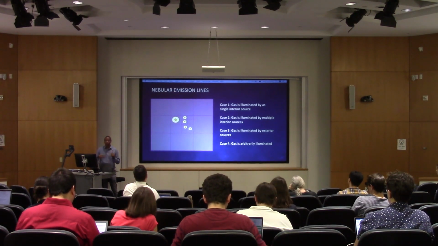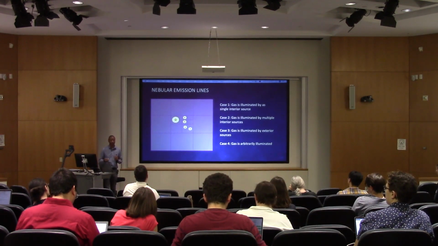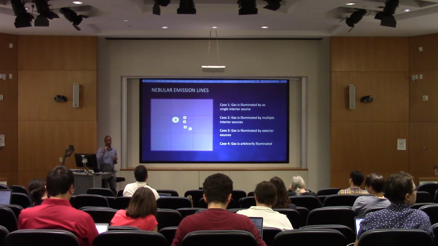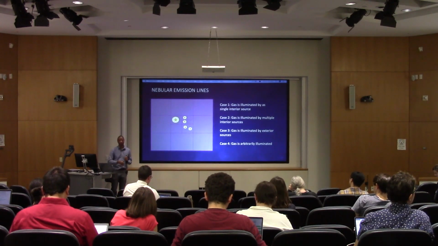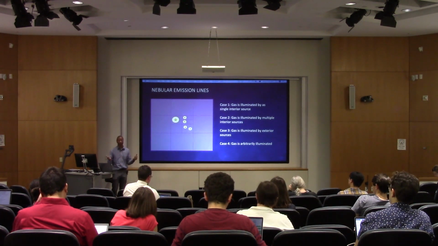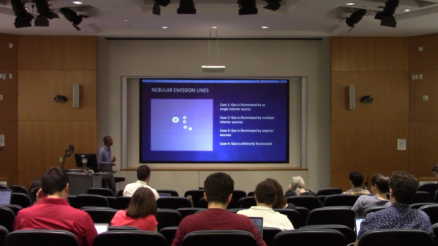The most normal case that you see in the literature is in codes like SUNRISE. Sometimes you see this with FSPS, and you see this with Bruzual-Charlot. You assume that there is a single source illuminating an H2 region, and then you do a chemistry and photoionization calculation, and you get some emission lines out of it. You can do this at a galaxy scale or a star cluster scale. That's essentially the assumption that goes into that. So that's case 1.